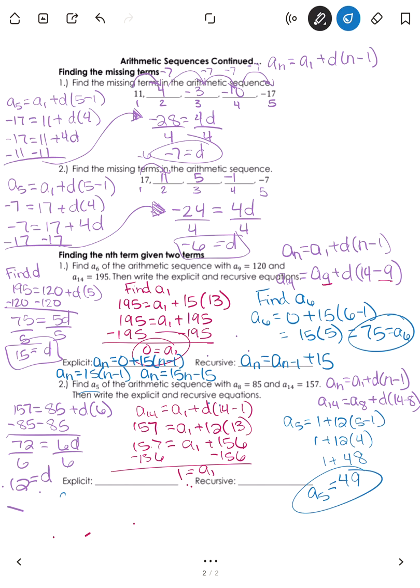Now we just got to write the formulas. I'm going to write them below it this time. So a sub n equals our first term plus our common difference times n minus 1. Or you could see it written expanded as 12n, that would be a negative 12 plus 1, so minus 11. Over here for the recursive, a sub n equals a sub n minus 1 plus the common difference. So this is all you need to know about arithmetic sequences.